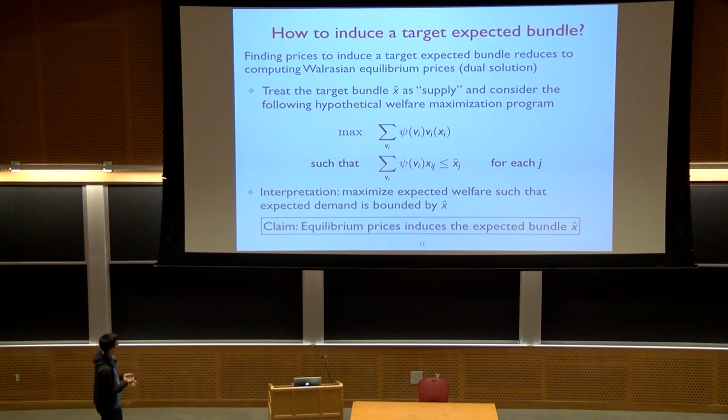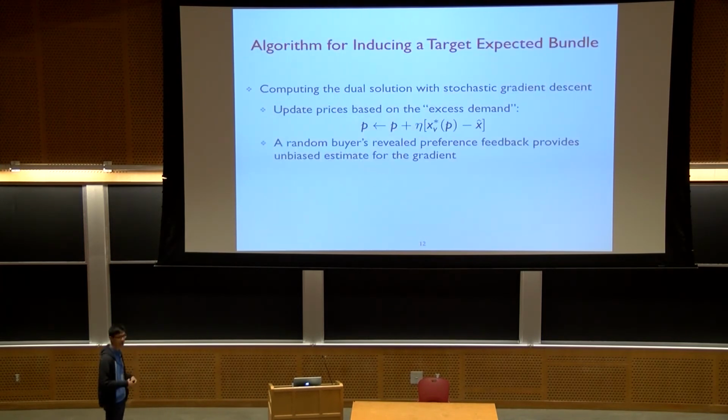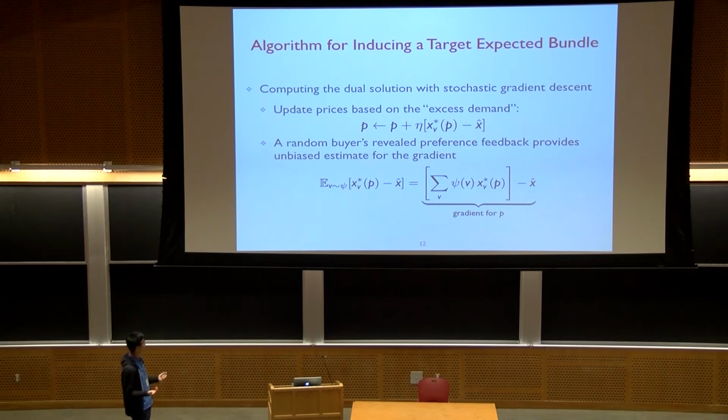Computing this dual solution is a very standard convex optimization problem, and here we use stochastic gradient descent to compute it. Specifically, we use gradient descent to update the prices using the following rule: we increment the price vector by the excess demand at each price. This corresponds to stochastic gradient descent because the excess demand given by any single buyer is an unbiased estimate of the expected excess demand under the underlying distribution. By taking this step, we eventually converge to the dual solution, and we have a price vector to induce any target bundle we would like to query.